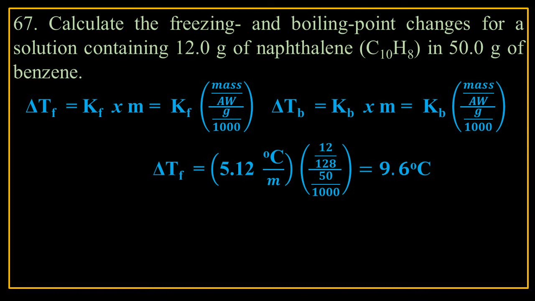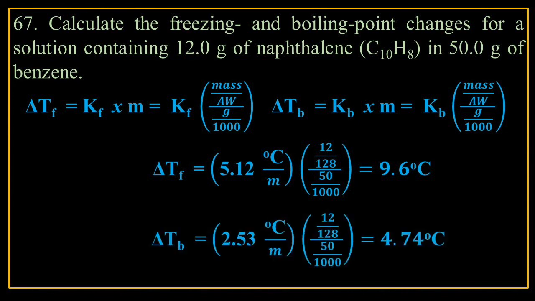Now we're going to plug in first for the freezing point depression, and that'll be 9.6. So you'll reduce the freezing point by 9.6 and elevate the boiling point by 4.74. And all we did was look up the Kf and Kb in a separate table, plugged in for the masses and atomic weights and solvent, and calculated. Very simple.